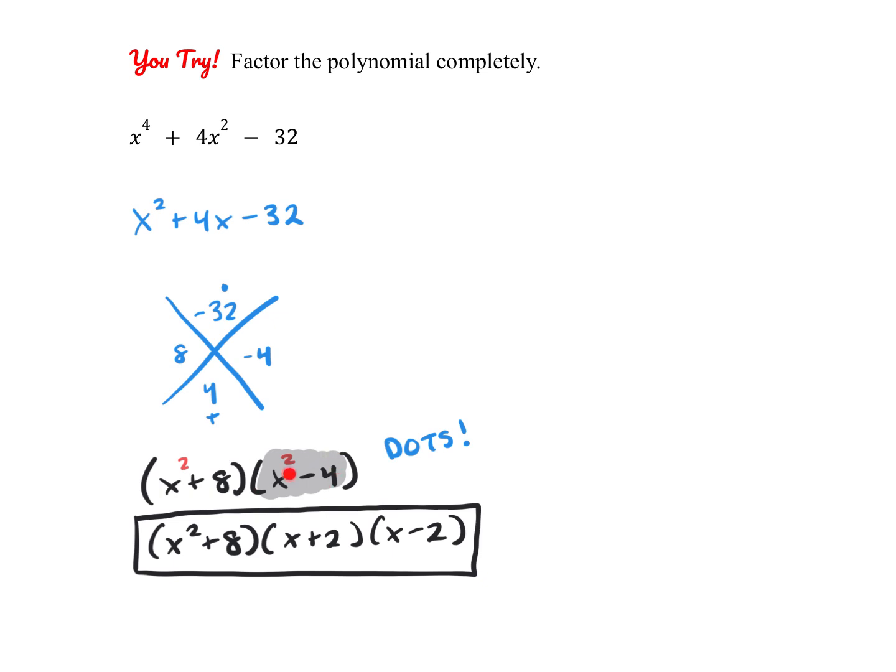Now, this could be a little bit tricky. We're actually not done. You have to notice that x squared minus 4 can be factored more with difference of two squares. X squared plus 8, you can't factor more, so that factor will be the same.